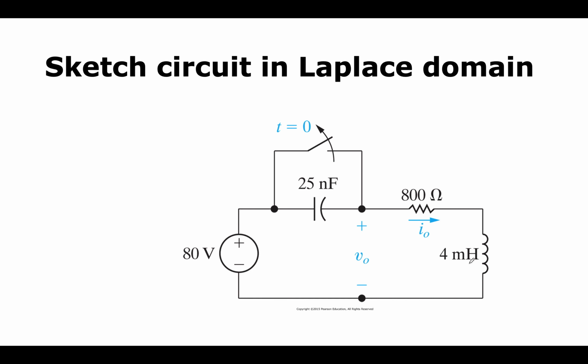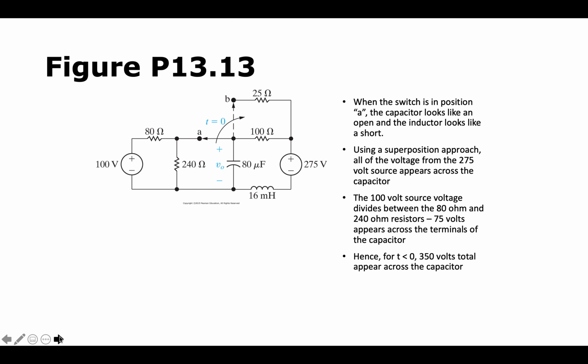The inductor is going to be sL in parallel with a current source pointing down. That is whatever that current was initially divided by s. So these are just some examples of what some circuits look like that I might ask you to transform.